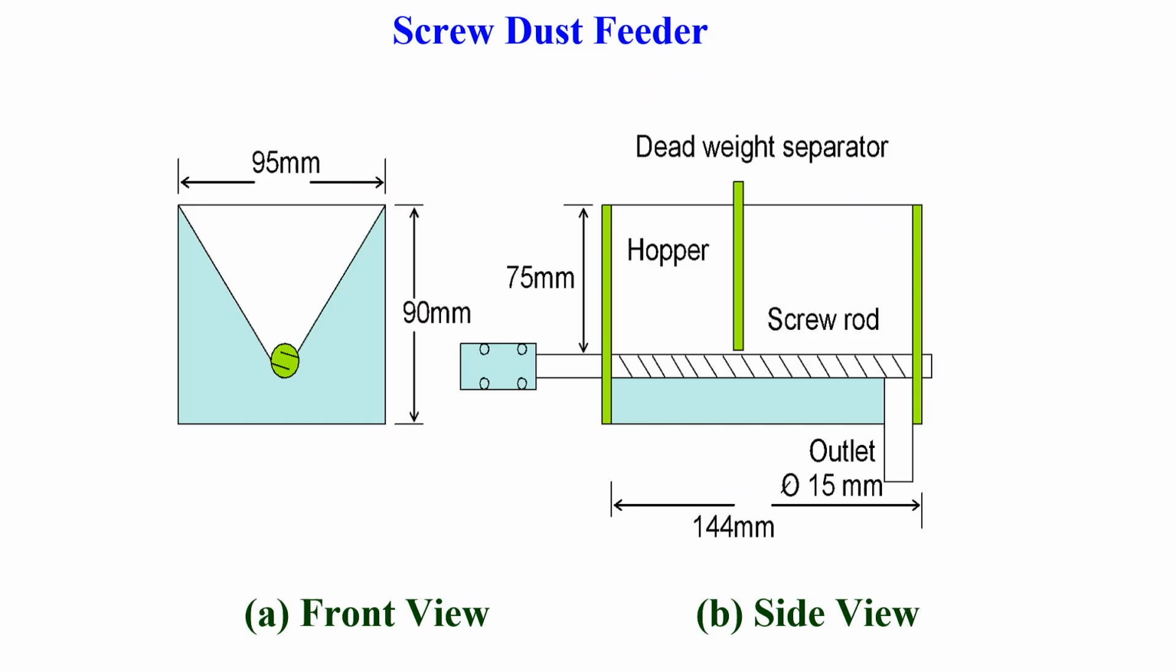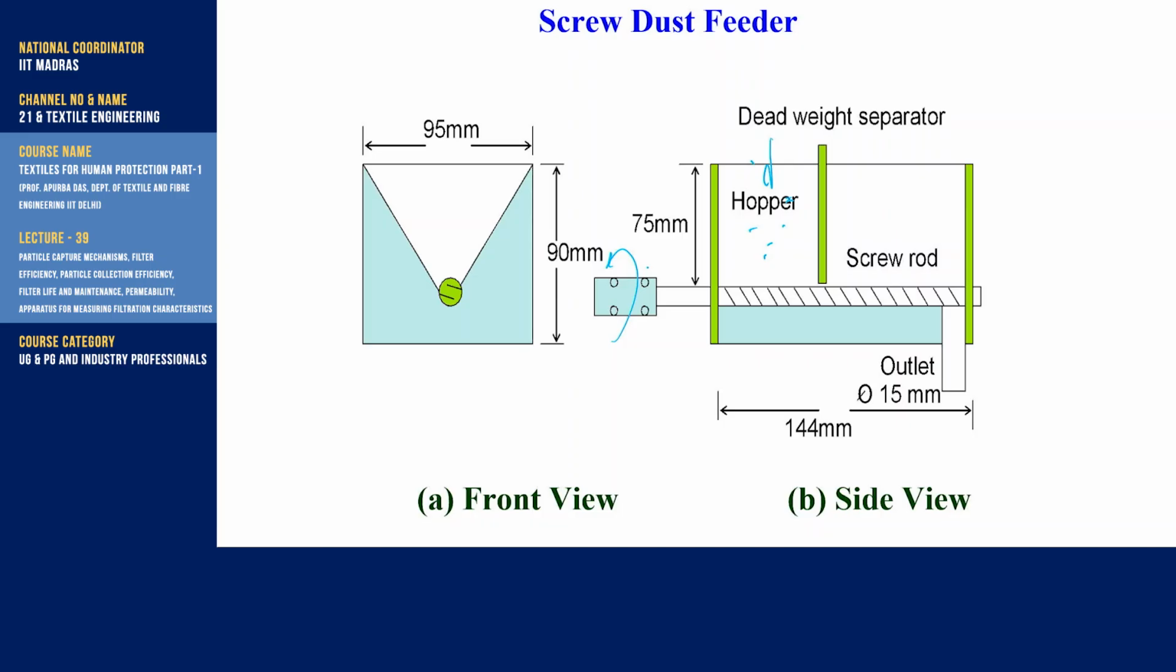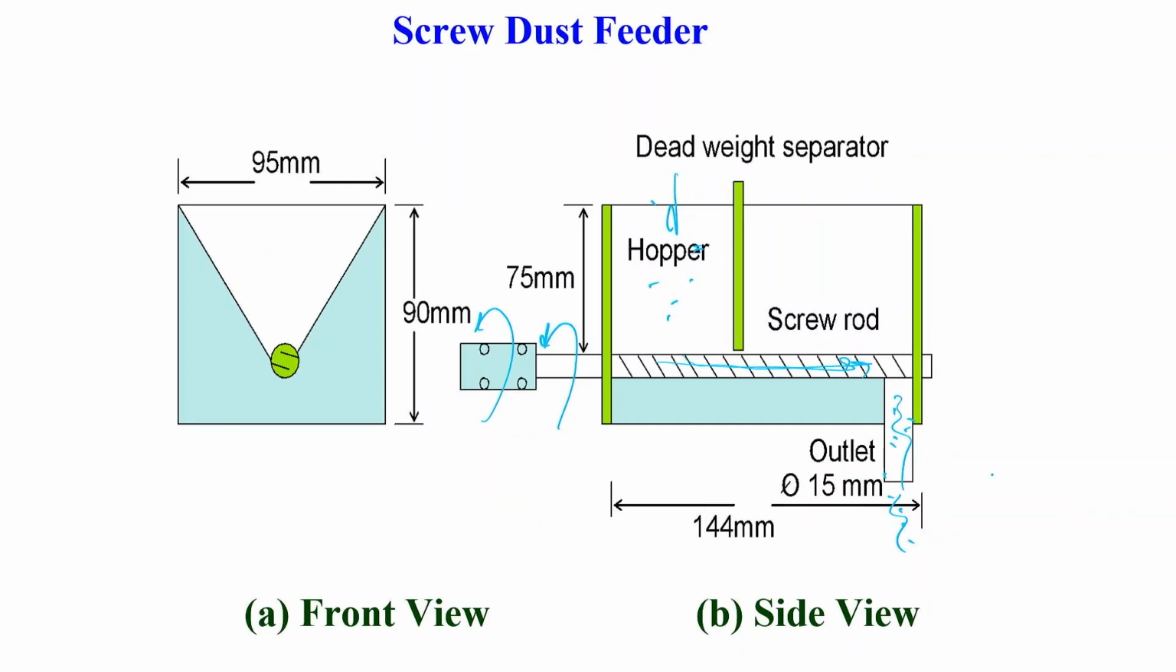So, this is the dust feeder arrangement. Here is the hopper where we can feed the standard dust particles, and here the motor rotates at a constant rate, and due to the screw thread the dust moves forward. The speed of this motor controls the dust feed rate at the outlet, and here the dust is dispersed in the air.